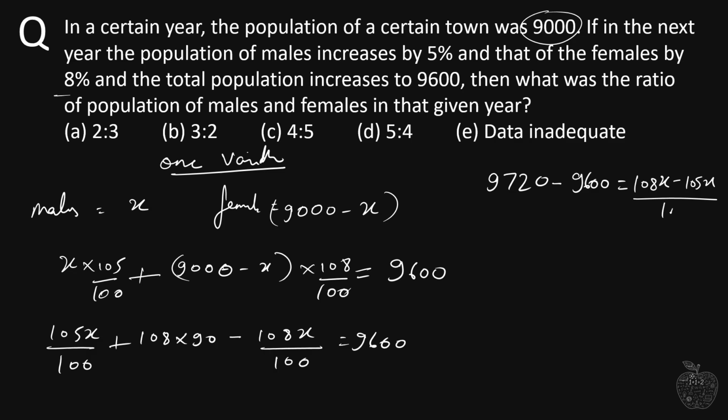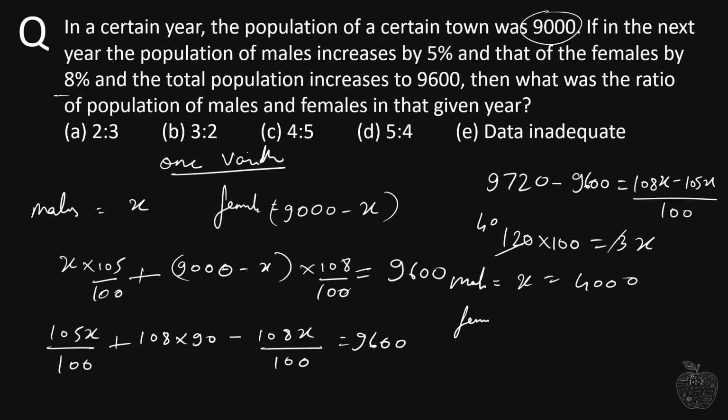And the LCM will be 100. So 9720 minus 9600 gives me 120, and this 100 goes to the left hand side, so it is multiplied by 100, and over here we get 3x. So 3 fours are 12, and we have the value of x, which is 4000. X is equal to male, so we have the male population, which is 4000.